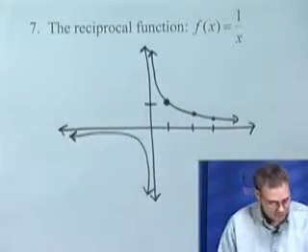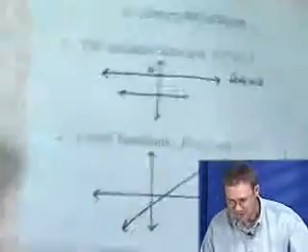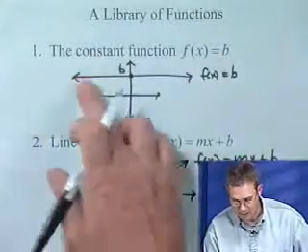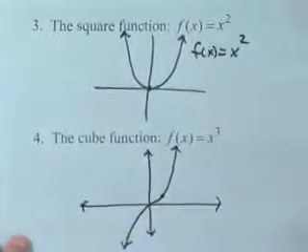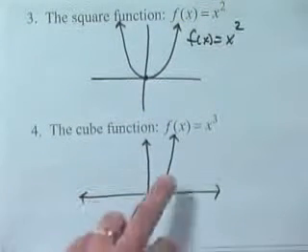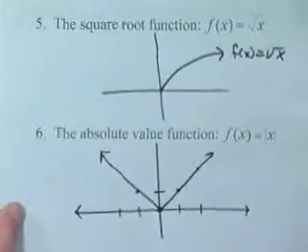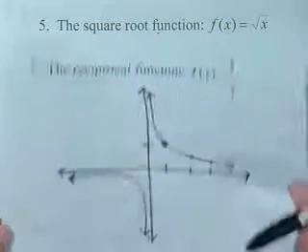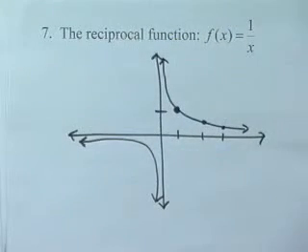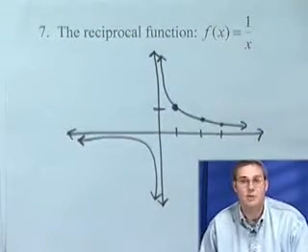So let's go ahead and look at these one more time. First of all, you have to know the lines, be able to graph a line, constant, and any linear equation. Your homework will have several of these. Make sure you know the square function. It's the parabola. Make sure you know the cube. Make sure that you know the square root function, and the absolute value function is the V, and the reciprocal function. That's our library of functions, and these are functions that I will refer to, and so you have to know how to graph them.